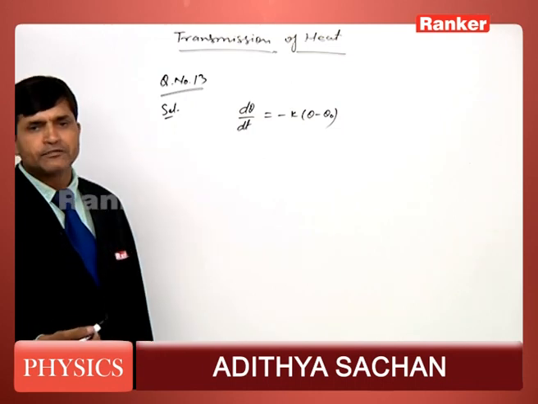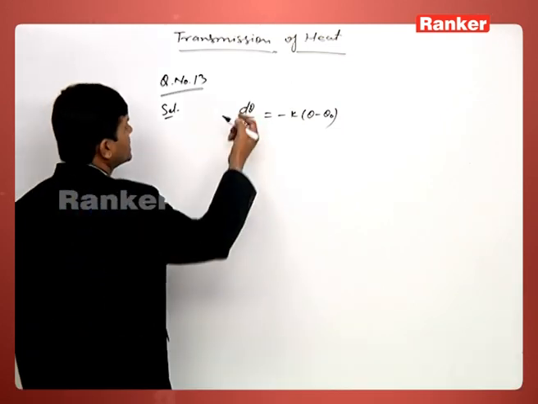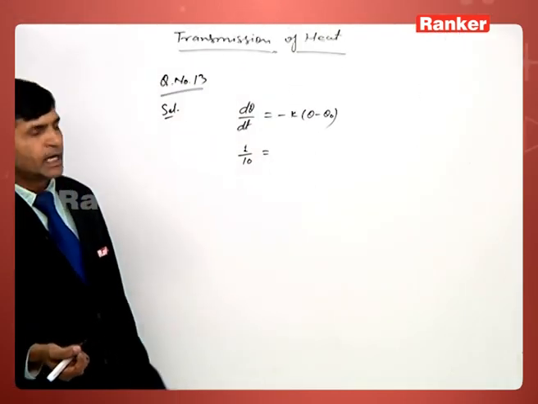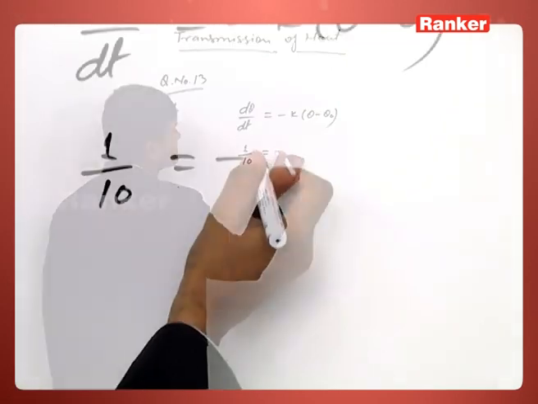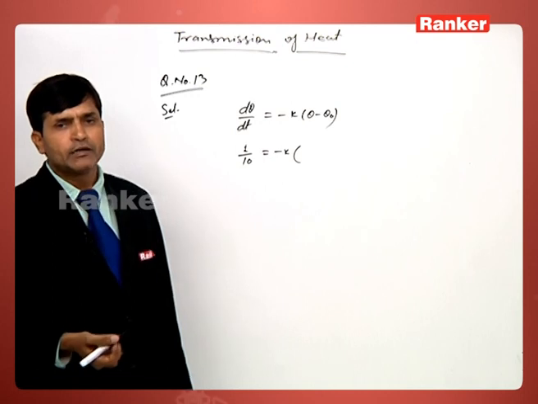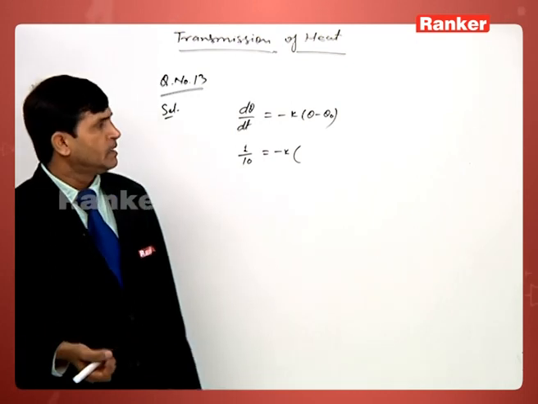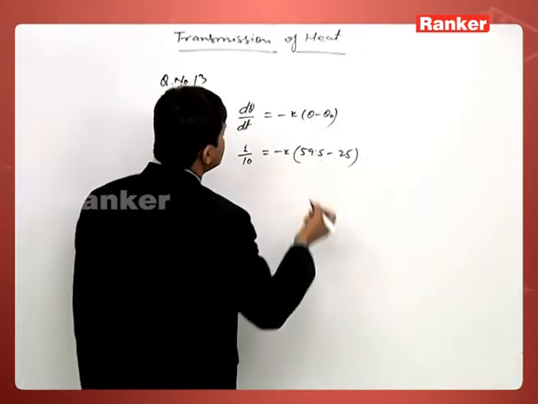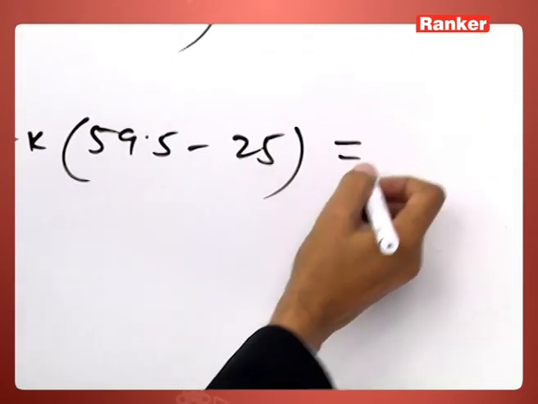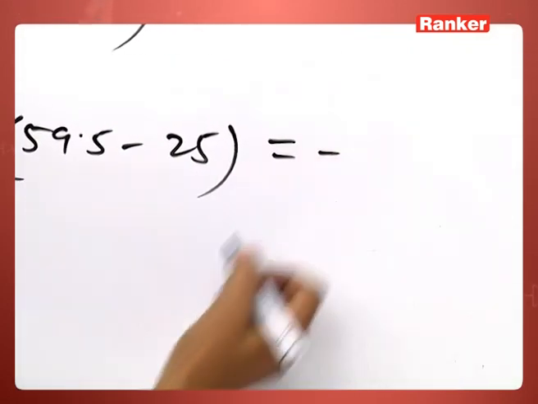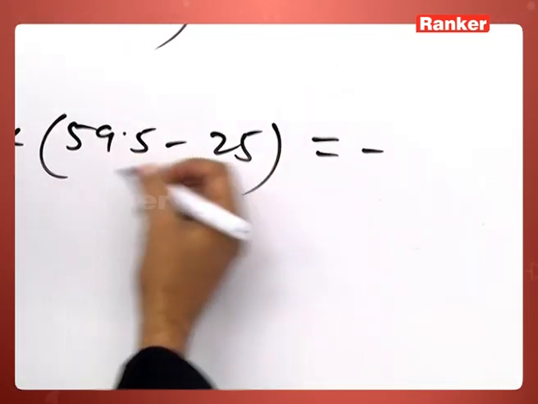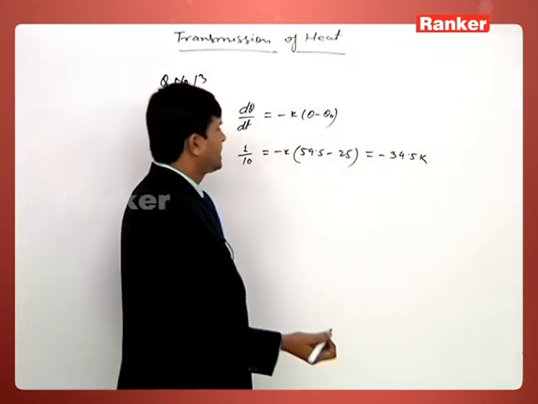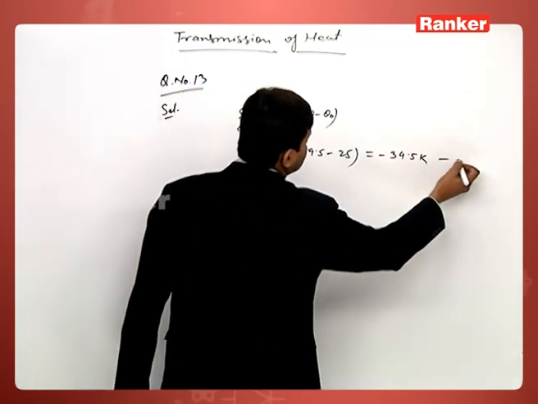For the given information, 60 to 59, a temperature difference of 1, takes 10 minutes. So 1 by 10 equals minus k, where theta is the average of these two: 60 plus 59 by 2 is 59.5, minus the surrounding temperature 25. Now we can subtract here, so this is 34.5 k. Now this is our first condition.